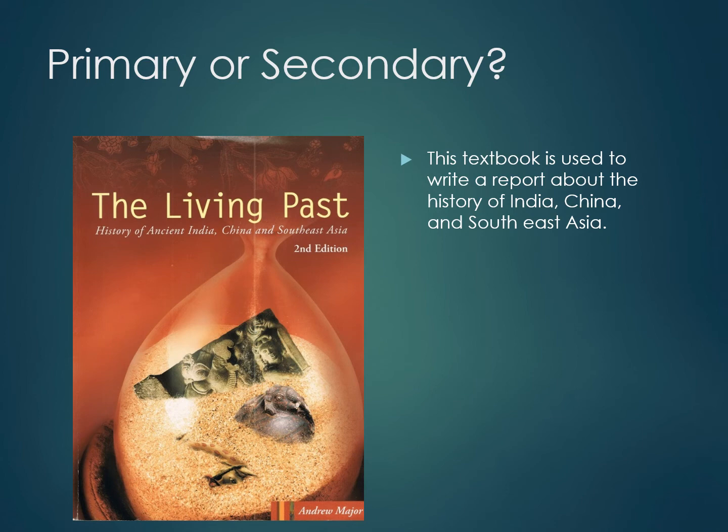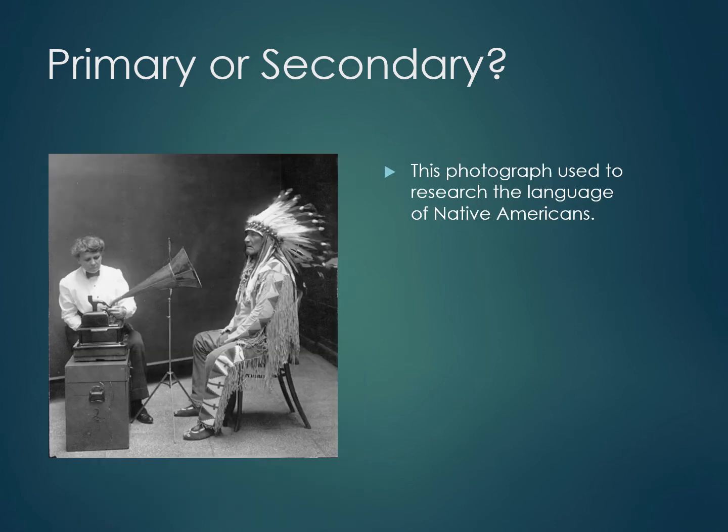All right, this is a textbook, and it's being used to write a report about the history of India, China, and Southeast Asia. Would that be a primary or a secondary source? All right, that would be a secondary source. Inside this book, they have many primary sources that we're looking at, but the information in the book is a summary or somebody else's analysis and interpretation of the events. So even though it contains primary sources, this book as a whole is a secondary source.